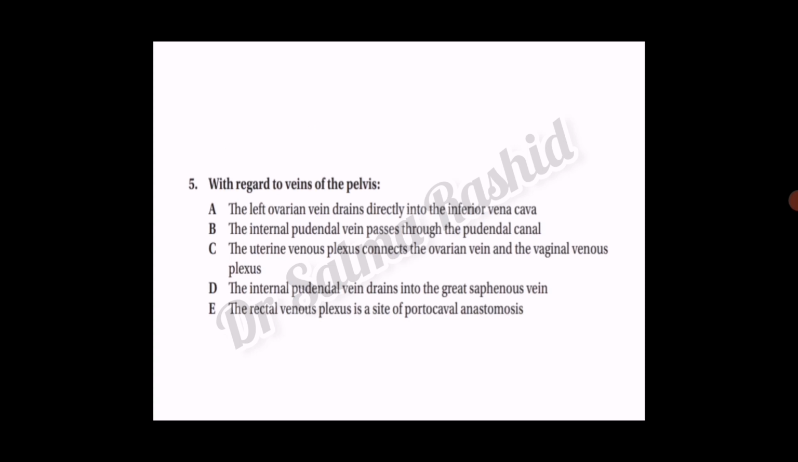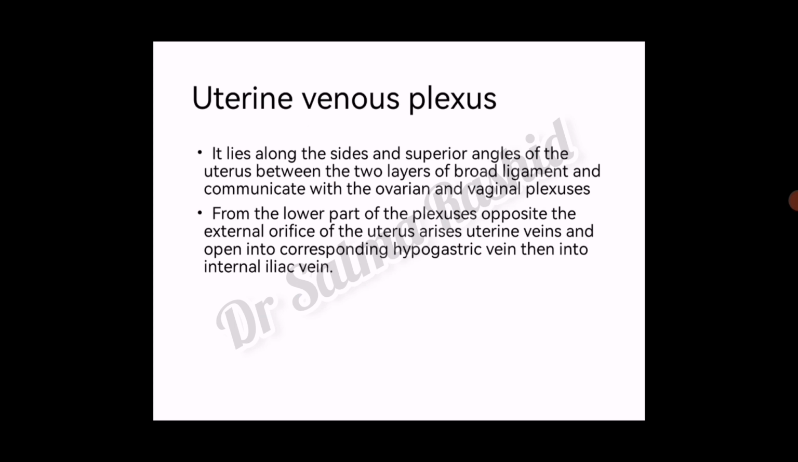Now C is the uterine venous plexus connects the ovarian vein and the vaginal venous plexus. So uterine venous plexus lies along the sides and superior angles of the uterus between the two layers of broad ligament and communicates with the ovarian and vaginal plexus. From the lower part of the plexus opposite the external orifice of the uterus arise uterine veins and open into corresponding hypogastric vein, then into internal iliac vein.